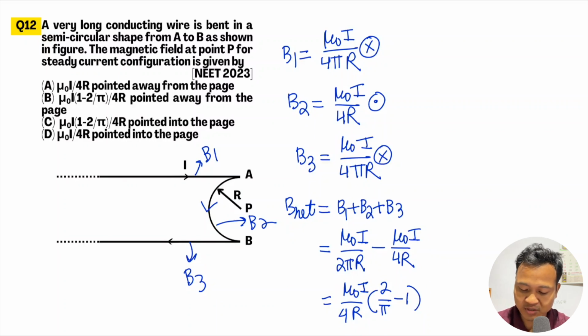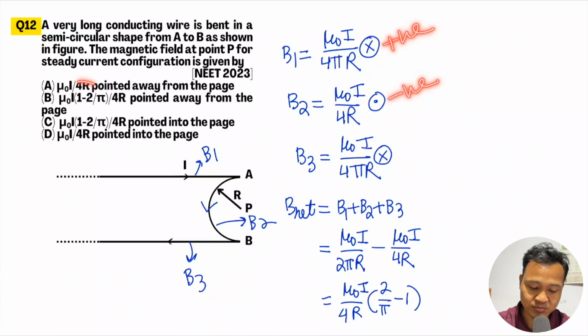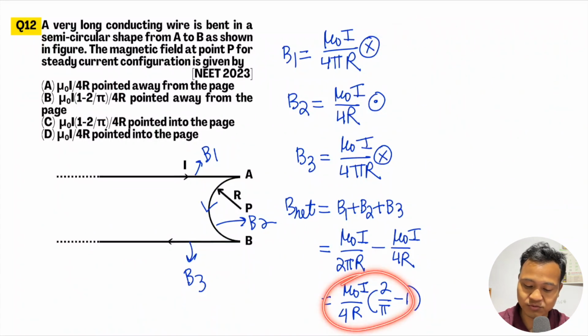Okay, mu naught I by 4R common. So 2 by pi minus 1, 1 minus 2 by pi. Inward is positive, outward is negative. So question I bought ke ham tele. So here they have taken that this is positive and this is negative.